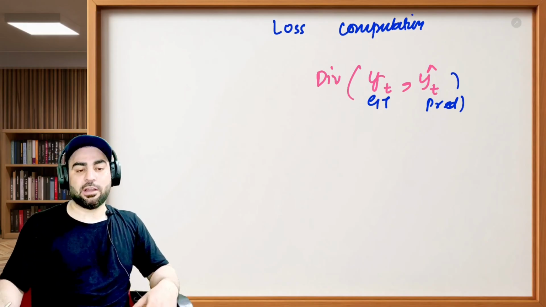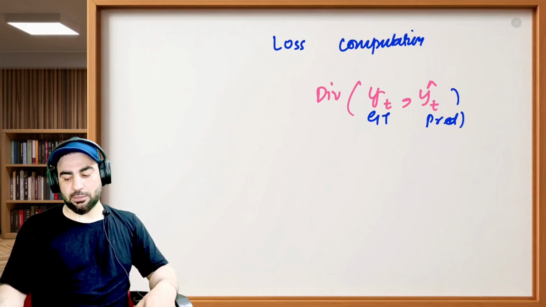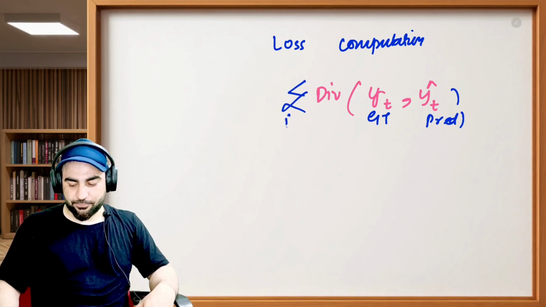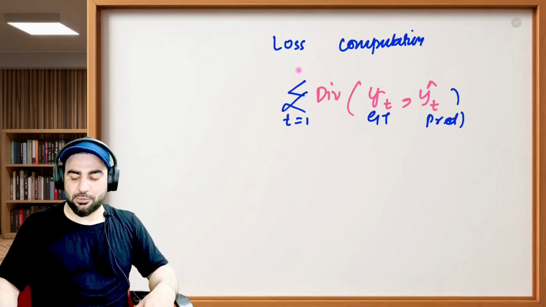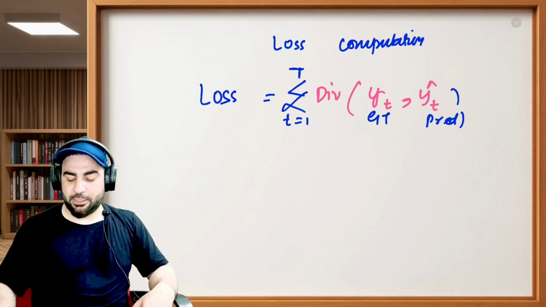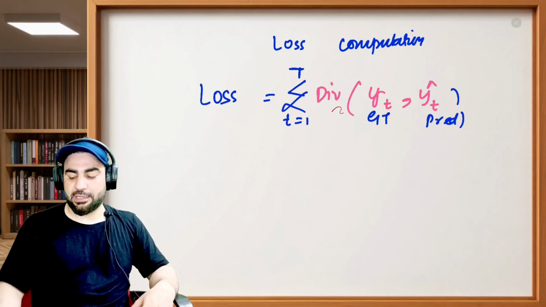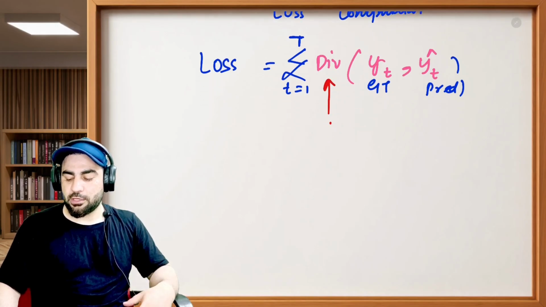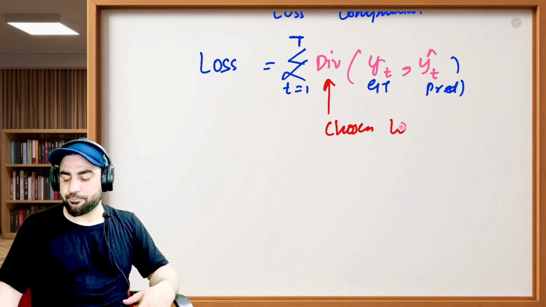Now you have to compute loss for one point, and you'll compute it for all the points. I'm labeling it here as t, so I can sum it over all the points. This t goes from 1 to, let's suppose, some capital T points, and you will compute loss for this. This is how you will compute loss. And this T over here is the total number of training examples. This divergence function is the loss function you have chosen, and it depends on the problem that you are doing.